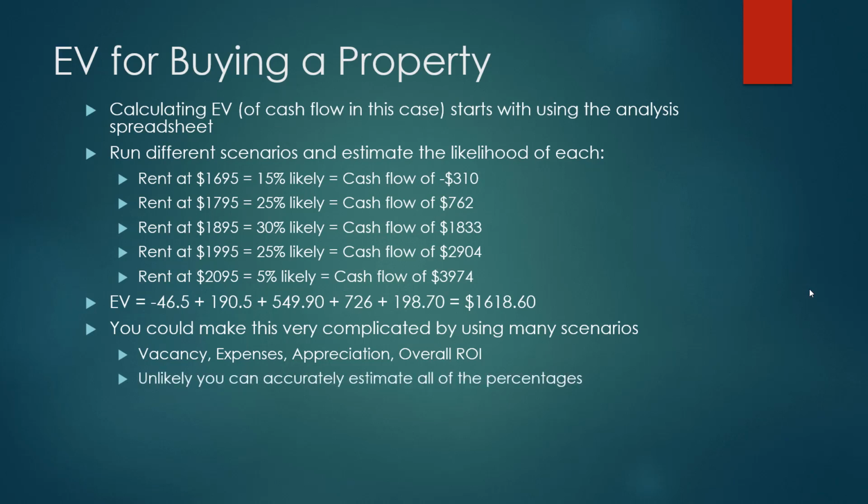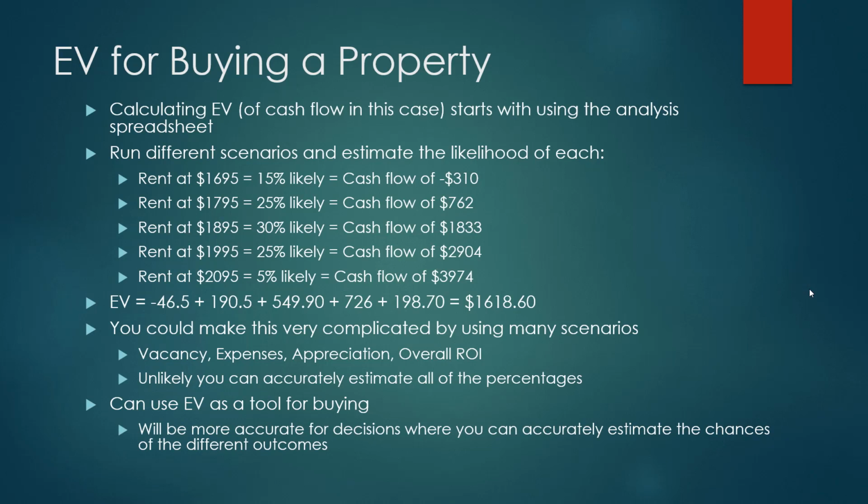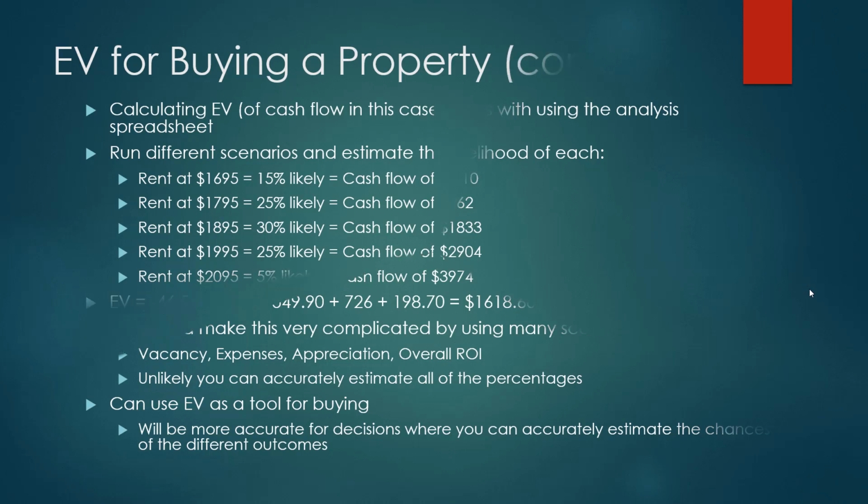We're going to do Monte Carlo for that. Yep. So James can do that for you. And it's unlikely you can actually accurately estimate those. So don't. You can use EV as a tool for buying. However, in my opinion, it's much more useful to use the spreadsheet, use Monte Carlo, use the calculator that James is working on for long-term stuff, and use this for decisions where it's, hey, I can spend $4K on upgrades. How much more in rent am I going to get? It's a much easier thing to use it for.